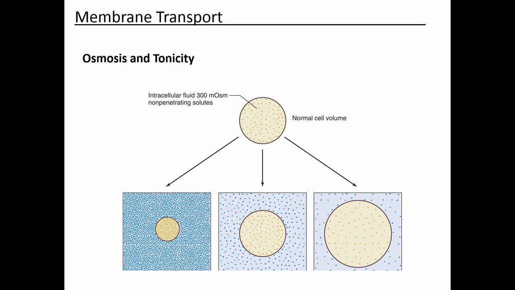Okay, the next thing we're going to talk about is tonicity. This is also something that you were introduced to in the lab. And with respect to solutions and tonicity, you can have three types of solutions. You can have a hypotonic solution, you can have a hypertonic solution, and you can have an isotonic solution.